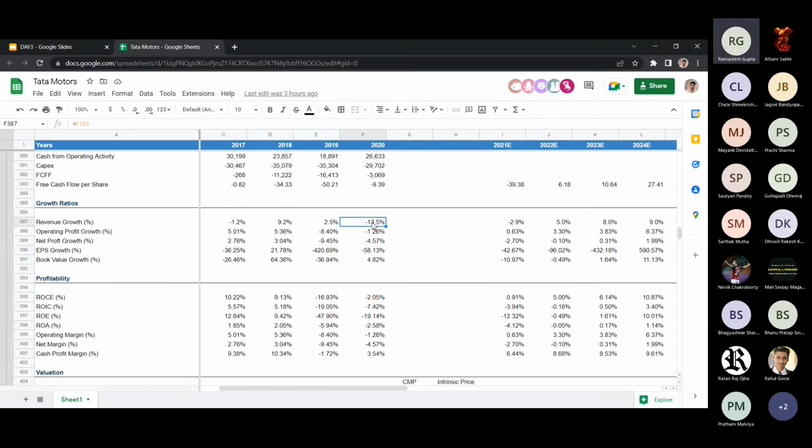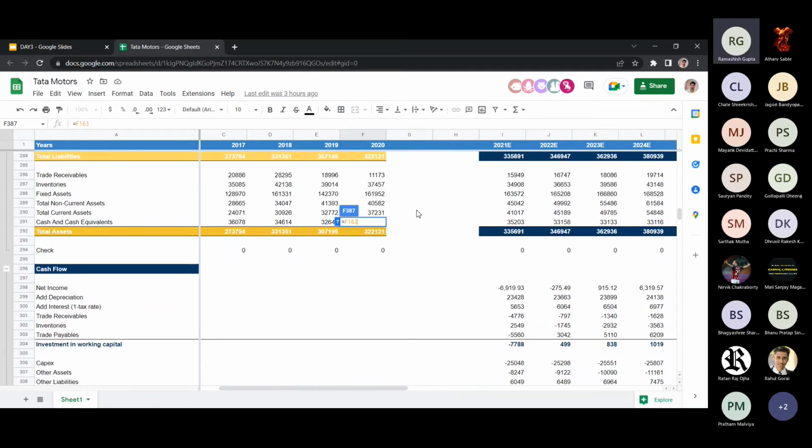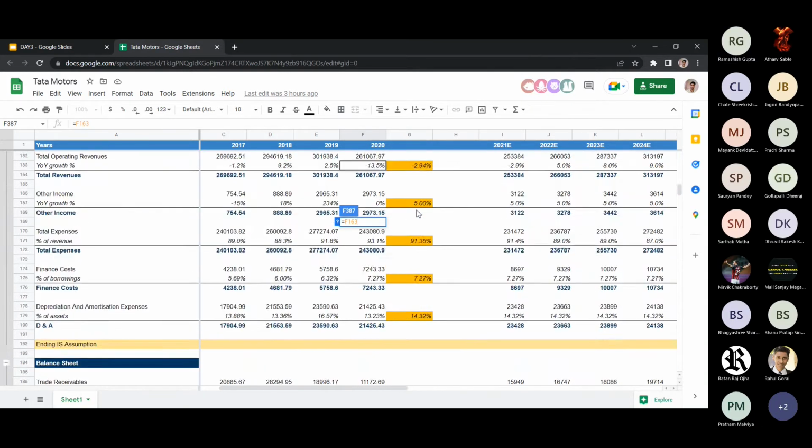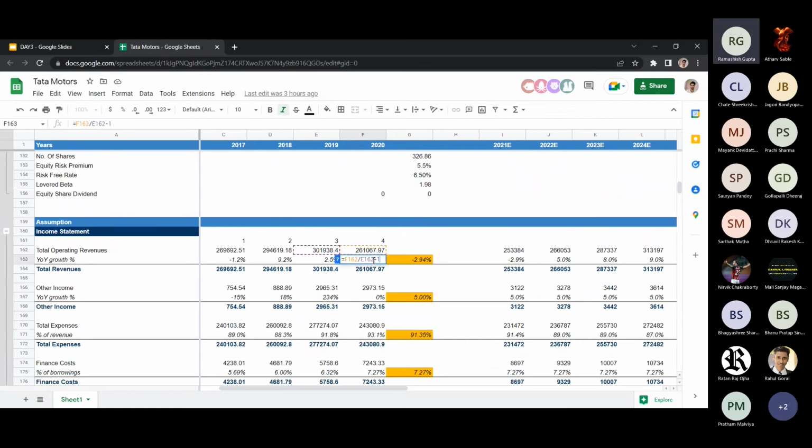So the first is revenue growth. Here is revenue growth. We have taken the revenue of this year minus the past year, divided by the past year. That gives the revenue growth. It is also called the year-on-year growth of the company.